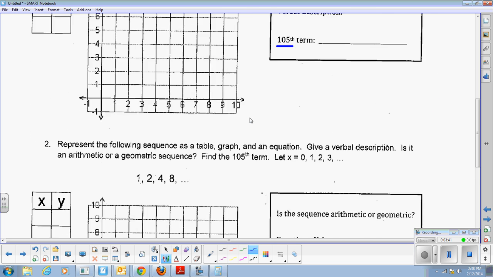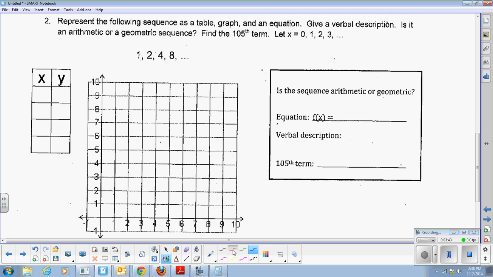Let's look at number 2. Looking down at number 2, again, represent the following sequence as a table, which is right here, a graph, which is right here, which means you're plotting points again, and an equation. So the equation is right here. Notice we have f of x again. That also could be the same thing as y equals. Give a verbal description. As I mentioned before, I'm always adding by 3, I'm always multiplying by 7, whatever it is. You need to tell if it's arithmetic or geometric. Just circle arithmetic or circle geometric. Find the 105th term again. So here's where you'll put the answer for that.